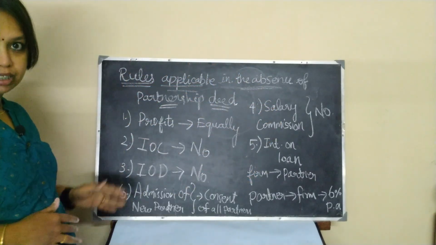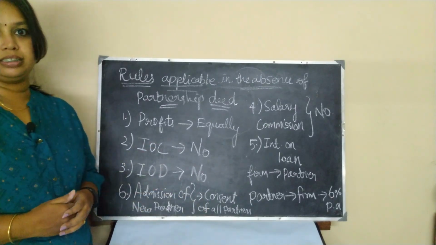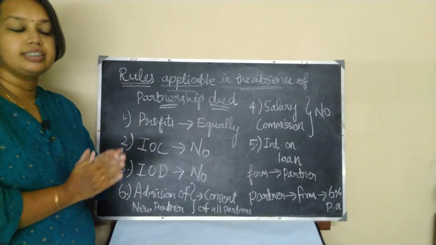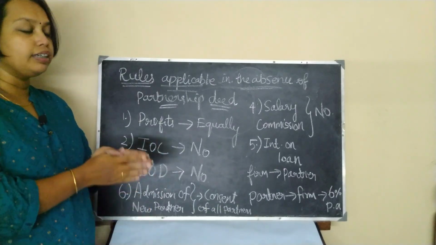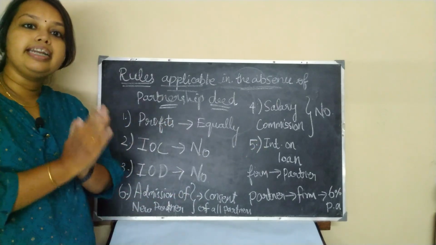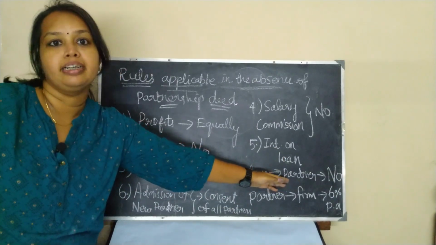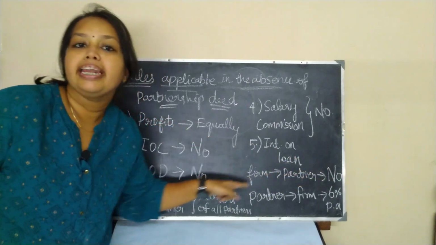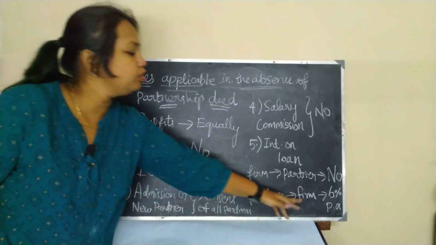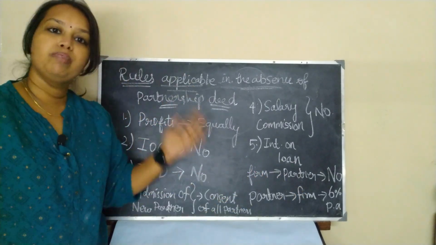If we want to admit a partner, admission of a new partner can be done only with the consent of all the partners. The only thing that is applicable in the absence of a partnership deed is interest on loan. In interest on loan there are 2 types. If the firm has lent an amount to the partner, then the partner need not pay any interest back to the firm. But if the partner has given his personal amount to the firm, then the partner will get 6% interest on loan per annum.